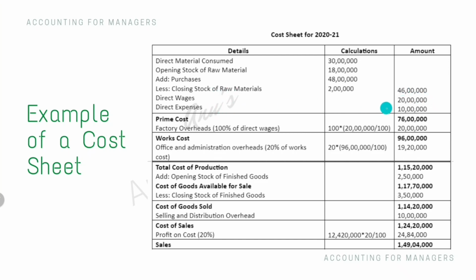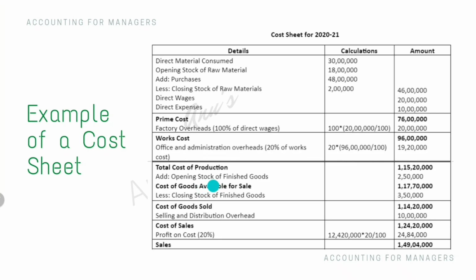As direct wages, they had to provide 20 lakh rupees, and as direct expenses, they had to give in 10 lakh rupees. So totally their prime cost comes to be 76 lakh rupees. Now they had a factory overhead worth let's say 20 lakh rupees, which makes the work cost become 96 lakh rupees. They had an office and administration overhead also worth 19 lakh 20,000 rupees, which makes the total cost of production as 1 crore 15 lakh 20,000 rupees.